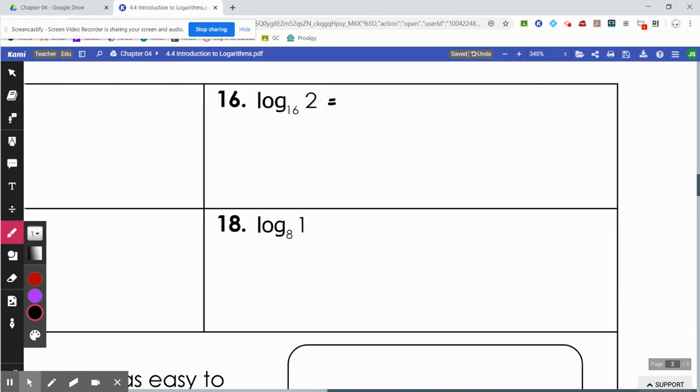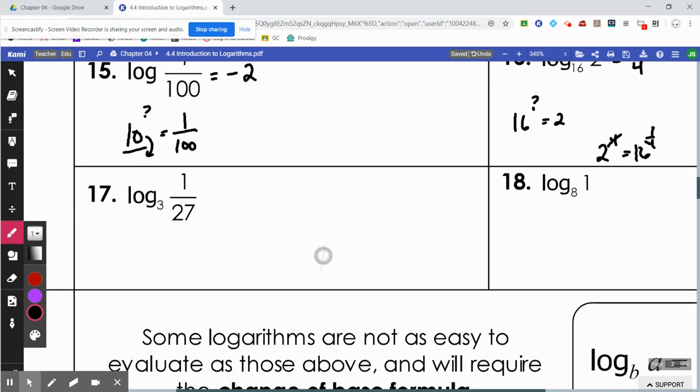Next one is 16 to what power is equal to 2? Now, this one's a little bit tricky, because we're now actually doing square roots, cube roots, fourth roots, fifth roots. We're doing roots here. I know the square root of 16 is 4, and I know the square root of that would be 2. So you can work it backwards and say 2 to what power is 16? I know 2 to the 4th power is 16. So that means 16 to the 1/4 power would be 2. Therefore, the 4th root of 16 is 2, or 16 to the 1/4 power is equal to 2.